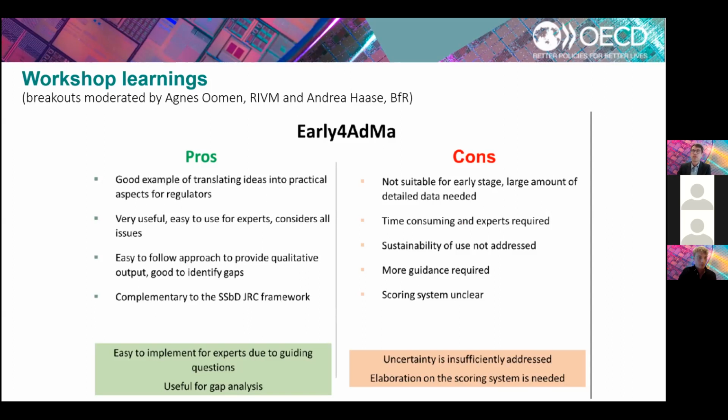The disadvantages included the challenge to apply it to early stage. There was a large amount of detailed data needed, and that also made it time consuming, and not only one expert, but different experts from different disciplines would be required to fill it. Sustainability was not sufficiently addressed at that point. More guidance was required, and we thought that the scoring system was not entirely clear. And that also clearly then made the summary that uncertainty and the scoring system should be improved.